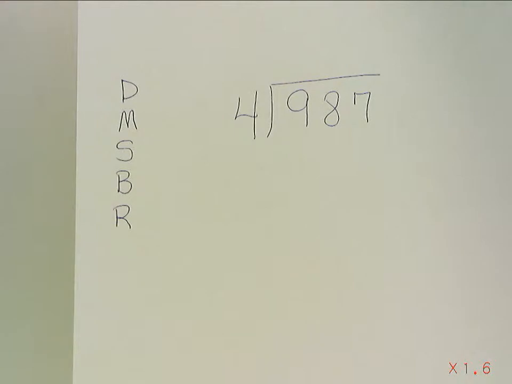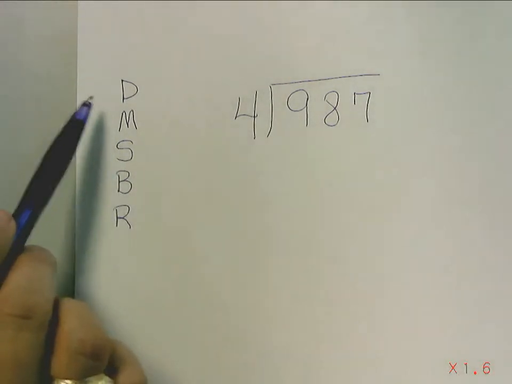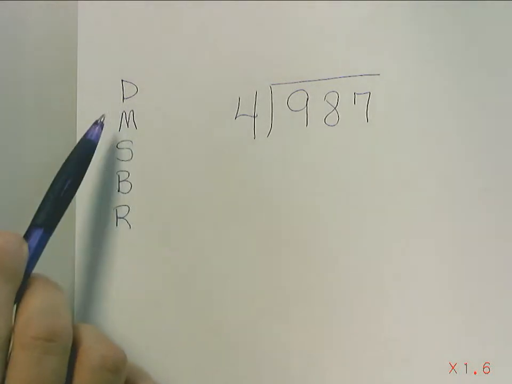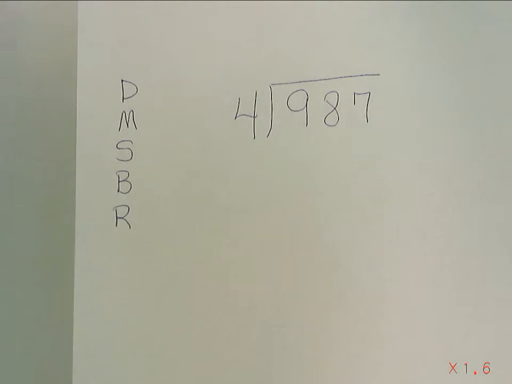We've been practicing using DMSBR to help us divide. If you can't remember the letters that you're supposed to write on your paper, just sing the song to yourself, or just remember Dad, Mom, Sister, Brother, Rover, and they're all in the family. So Dad is divide, Mom multiply, Sister subtract, Brother bring down, Rover repeat or remainder.